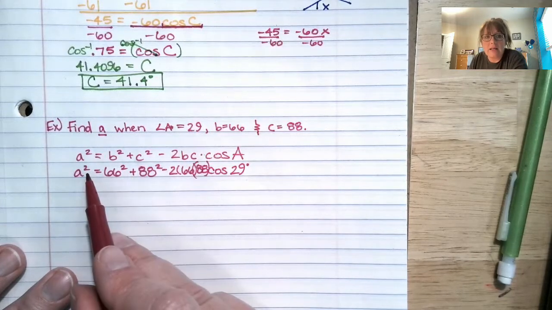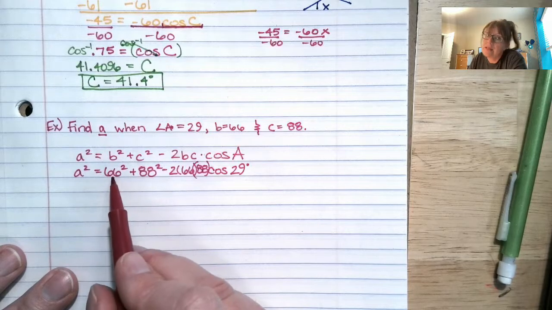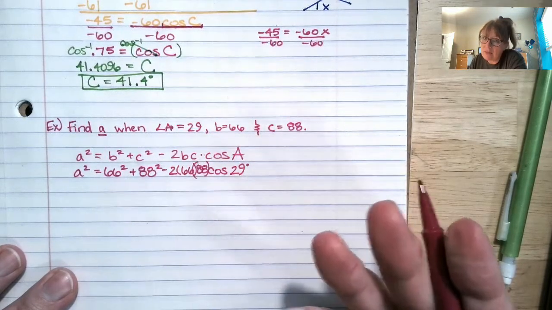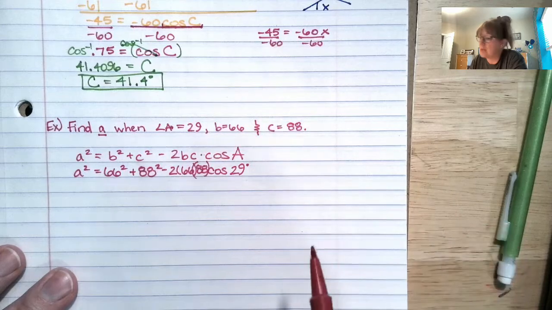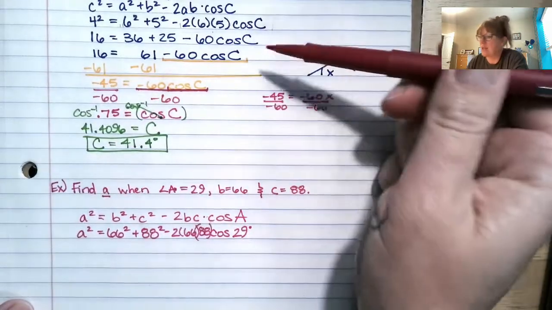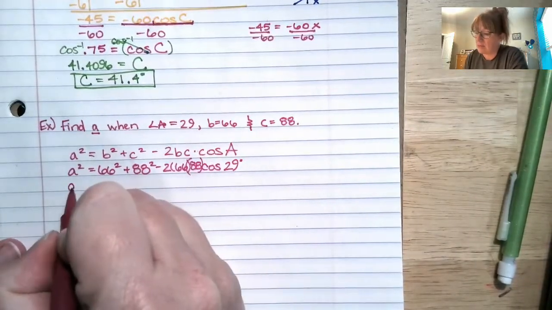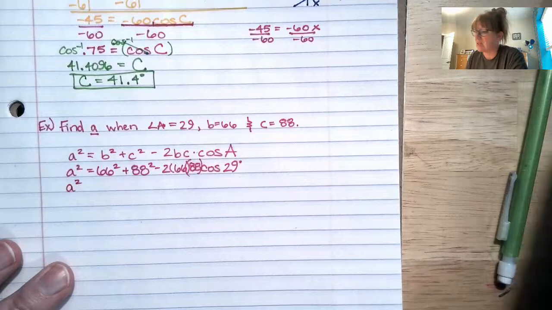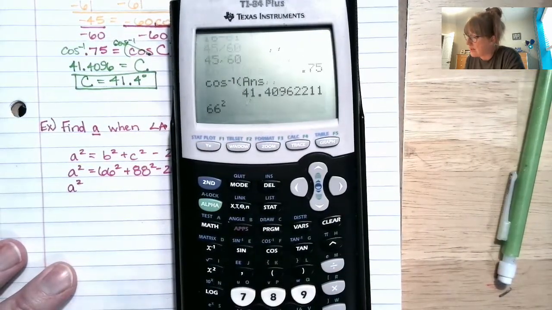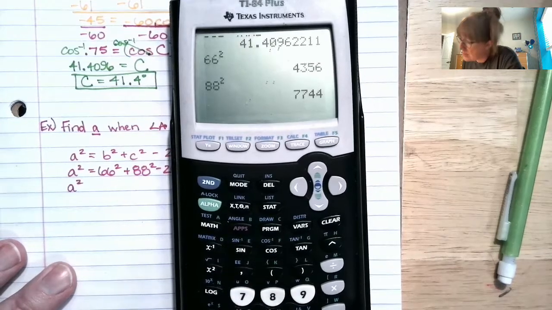Technically, you could plug this whole thing in your calculator. I really don't like it when students do that because it's so hard to see. They just kind of get used to doing it and they want to do it all up here. So for me, I still do piece by piece. I think it's just easier to do and less mistakes are made. Okay, so 66 squared and then 88 squared. So let's add those two guys together.